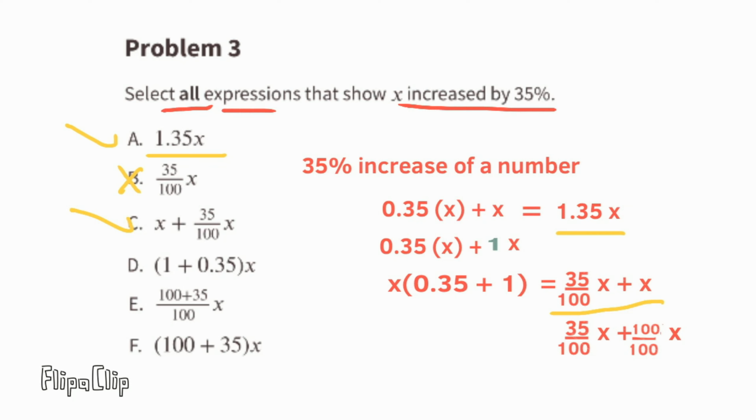Let's look at expression D, 1 plus 0.35 times x. That's the same as x times 0.35 plus 1. So we can choose expression D. Take a look at expression E, 100 plus 35 over 100 times x. That's equivalent to expression A, 1.35 times x. So we can choose expression E. And finally, expression F, 100 plus 35 times x. That's equivalent to 135 times x, which is 100 times greater than expression A, so we cannot choose expression F.